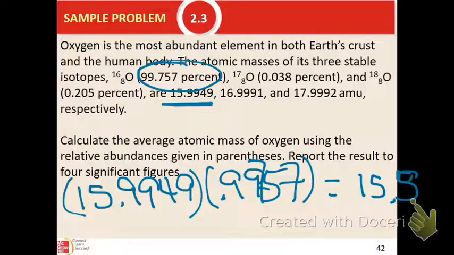Oh goodness, 956. And then they did the exact same thing to this.